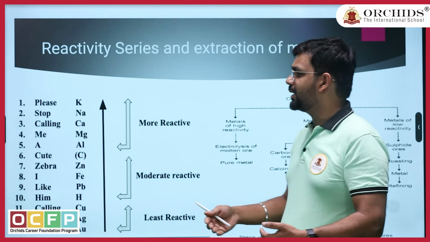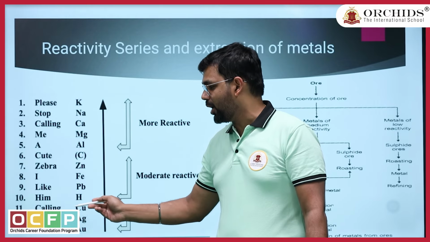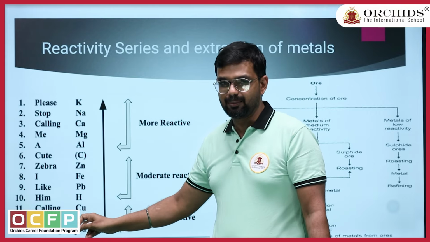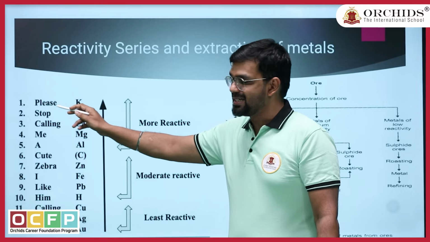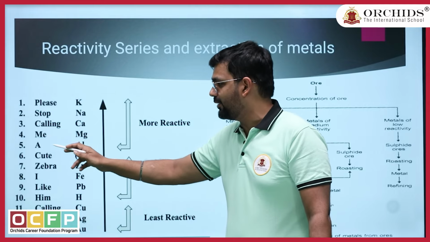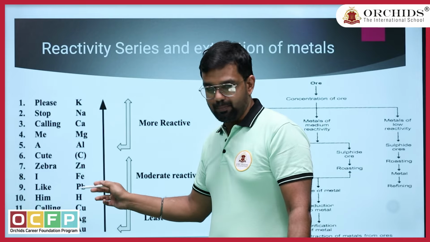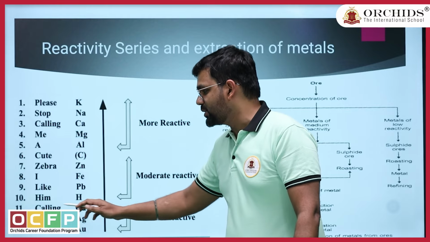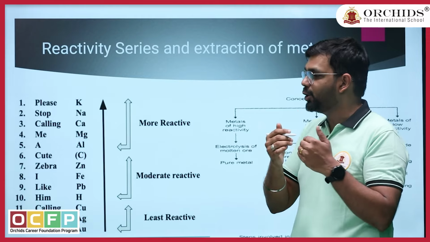So how to remember? Students find it a little bit difficult to remember the order of the reactivity series. So we have given a small trick to remember, that is like, please stop calling me a cute zebra, I like him calling smart goat. So what does this mean? The first letters of this whole sentence will give you the order of the series. So P for potassium, that is K, S for sodium, C for calcium, M for magnesium, A for aluminium, C for carbon, Z for zinc, I for iron, basically Fe, and L for plumbum, that is lead, okay, and H for hydrogen, C for copper, S for silver, and G for gold. So this is the order you can remember.